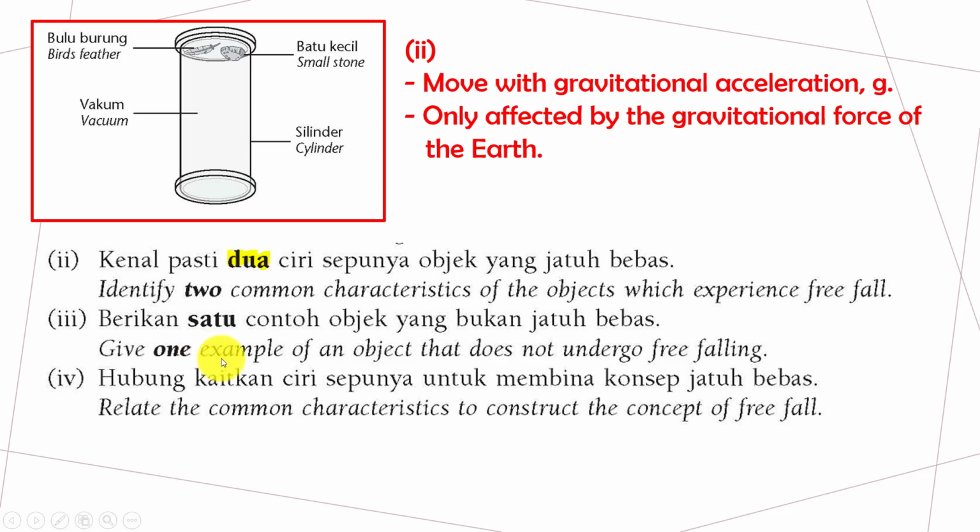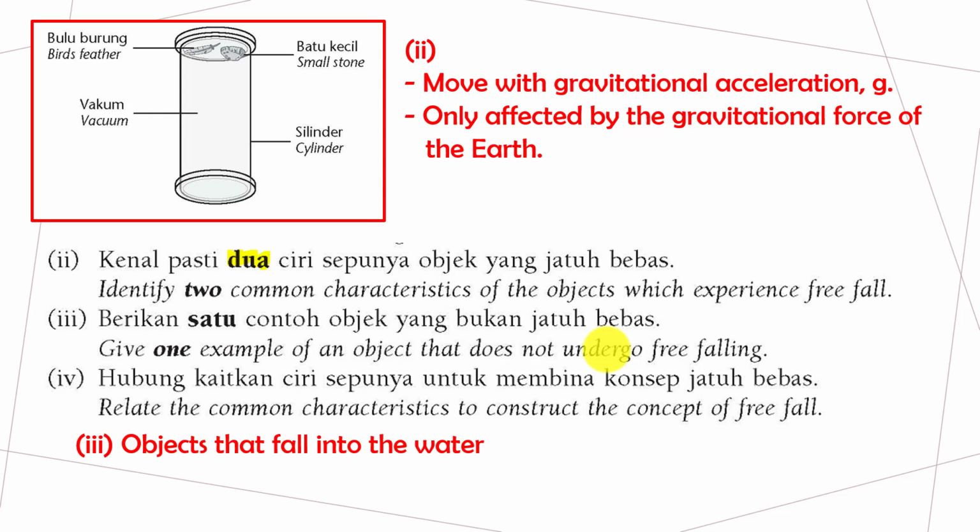Okay, number 3, you give one example for the object that does not undergo free fall. You cannot say free fall with air resistance, because that one can still be called half free fall. We want totally non-free fall. So we drop the object in the water. When it drops in the water, we cannot say free fall anymore because the water affects it.